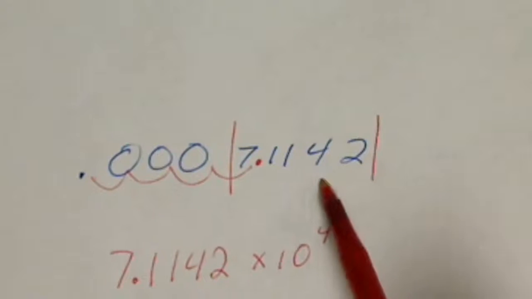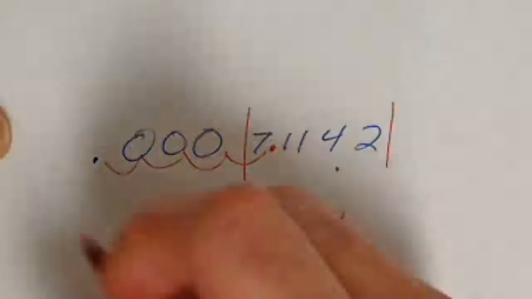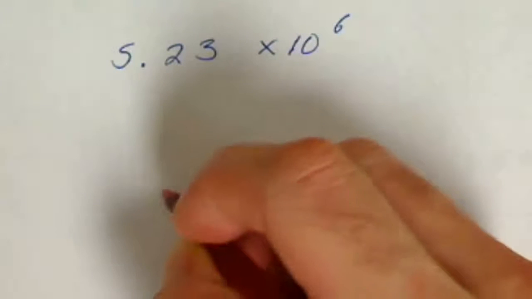And is this number above 1 or below 1? It's below 1. So that means this would have a negative exponent. And there you go. So that's standard form to scientific notation. So now we'll go backwards. Here is scientific notation, and we want to turn it into standard form. So the steps are a little bit different. You want to start with your base.